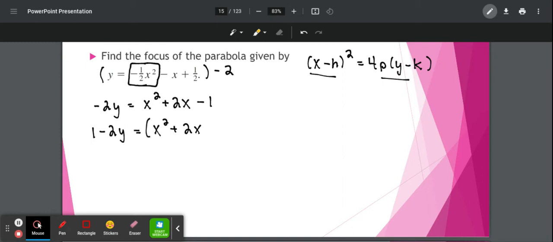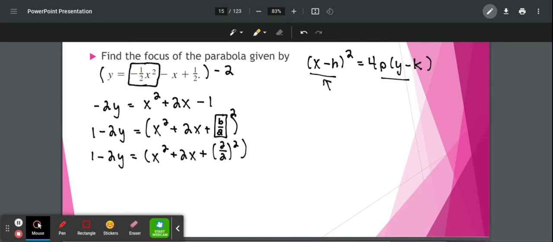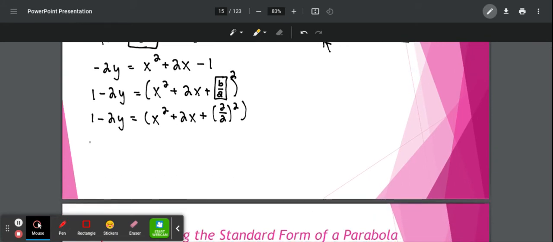And here I want to complete the square, because I want that x minus something quantity squared. So I'm going to complete this square. Remember, I add b over 2 squared. So if I have 1 minus 2y, I have x squared plus 2x plus 2 over 2 squared, or I have 1 minus 2y equals x squared plus 2x plus 1.